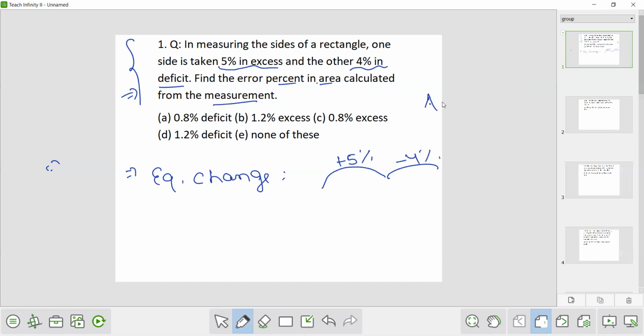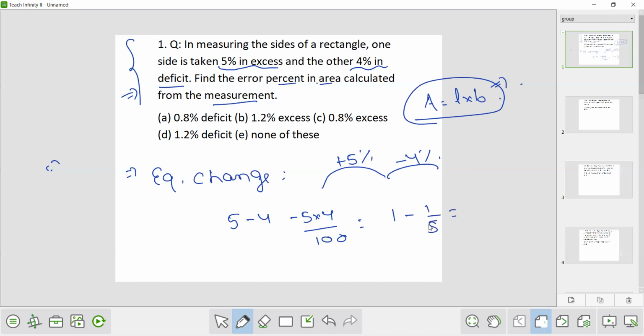Because what is area? Area is length into breadth, or length into width. So the equivalent change will be x plus y plus xy by 100. So 5 minus 4 minus 5 into 4 by 100. So this is 1 minus 1 by 5, that is 1 minus 0.2, so 0.8%. It is a positive value, plus 0.8, so it is excess. If it were negative, then it would be deficit. So the answer will be option number C.